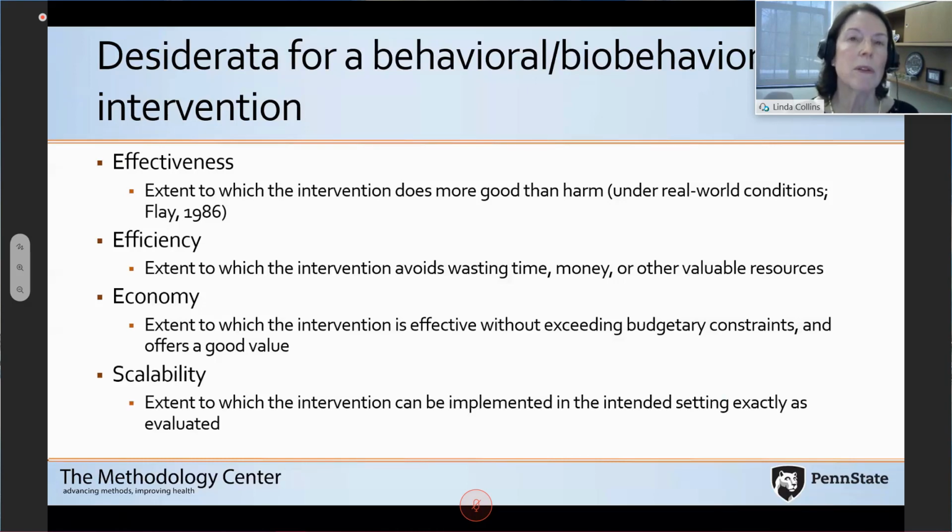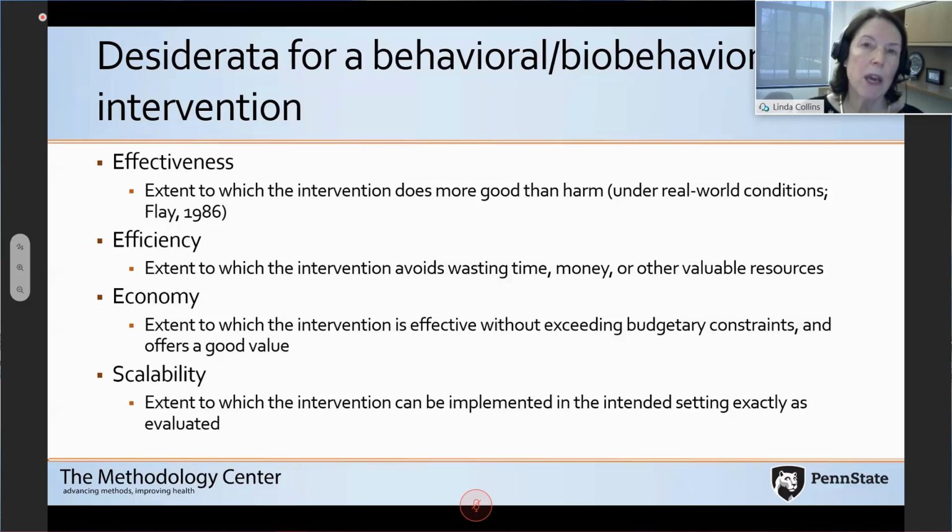And the last one I'll mention is scalability. This is the extent to which the intervention can be implemented in the intended setting exactly as it was evaluated in an RCT. So the idea here is that at the point at which an intervention is evaluated in an RCT, it should be completely scalable. There should be no need for post hoc ad hoc modifications to make an intervention scalable.